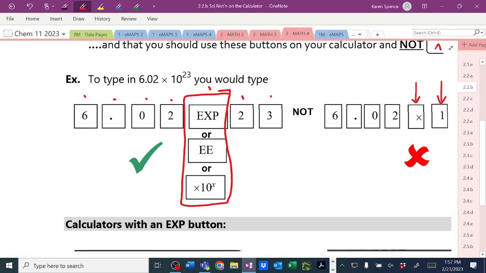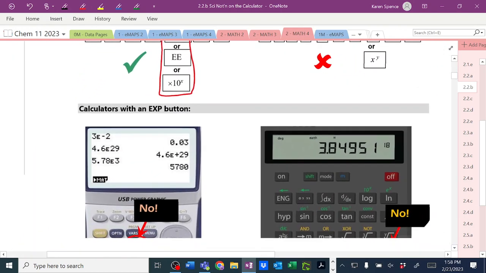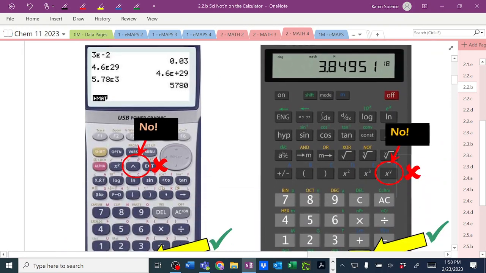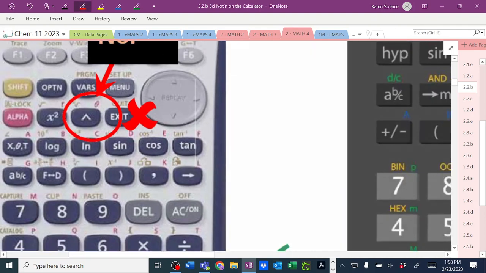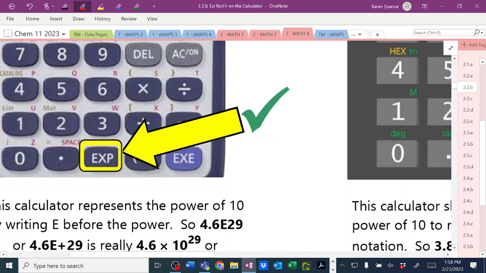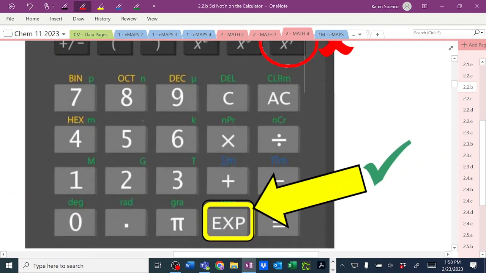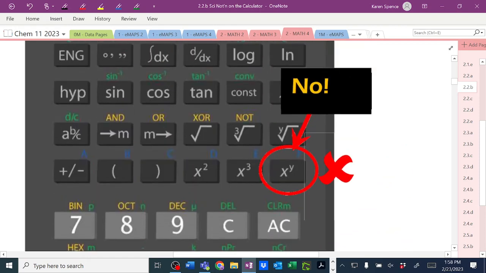Now, just because sometimes you'll have to borrow a calculator that is not your own, I'm going to show you all the buttons, the yes and the no's. Okay? So here we go. We have no to the caret. Okay, do not use the caret. Yes to exp. Yes to exp. No to x to the y.